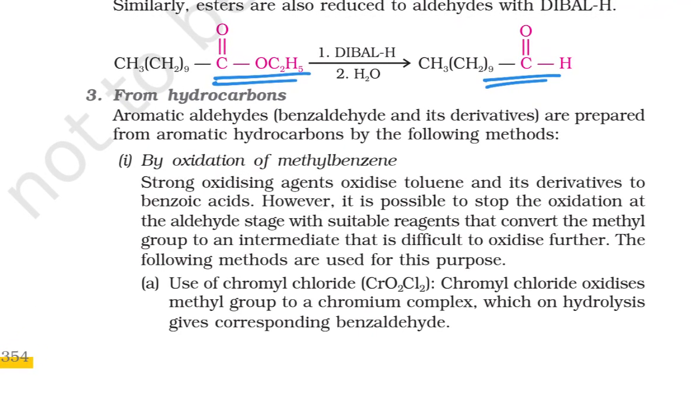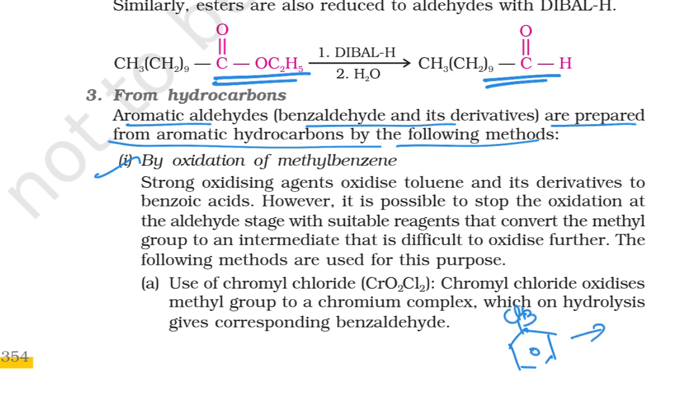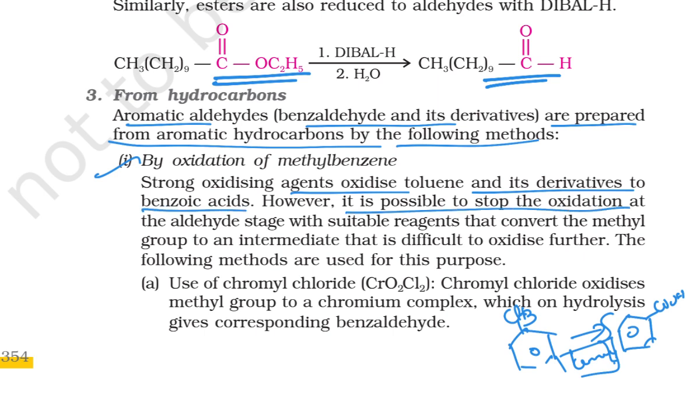Then from hydrocarbon: aromatic aldehydes, benzaldehyde and its derivatives are prepared from the aromatic hydrocarbon by the following methods. When I am using toluene, in the presence of a strong oxidizing agent it will be converted into benzoic acid. But here the case is not a very strong oxidizing agent, we are using a mild oxidizing agent. A strong oxidizing agent oxidizes toluene and its derivatives to benzoic acid. However, it is possible to stop the oxidation at the aldehyde stage.